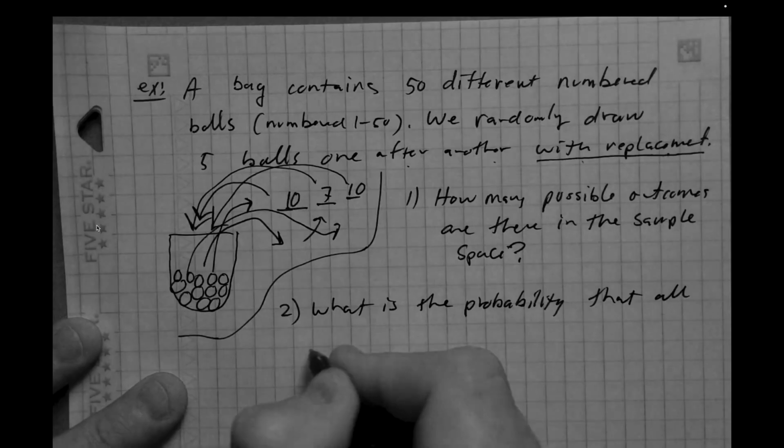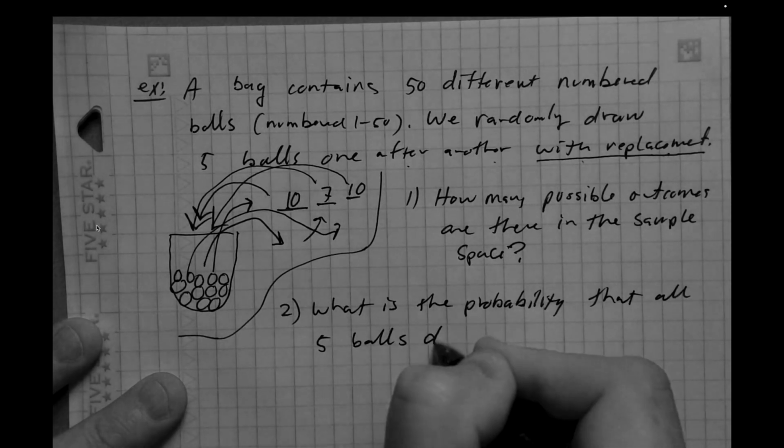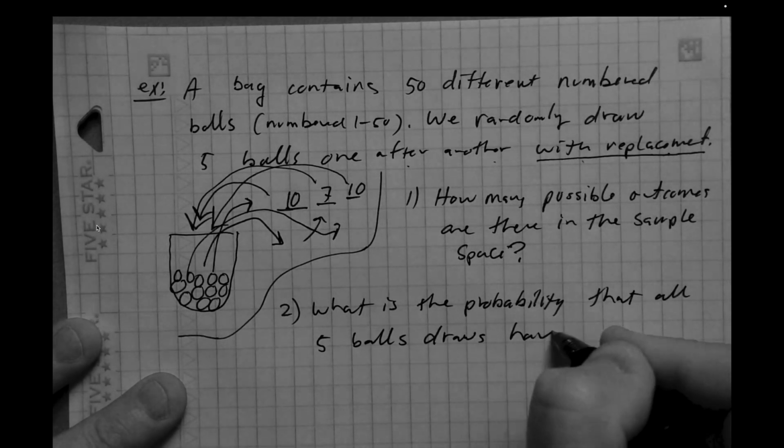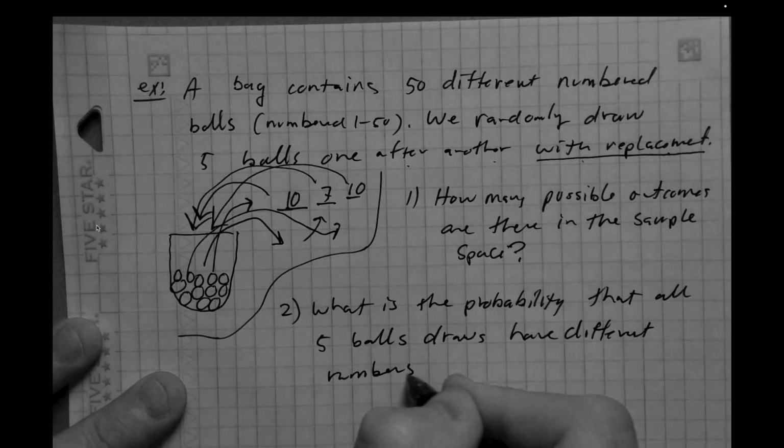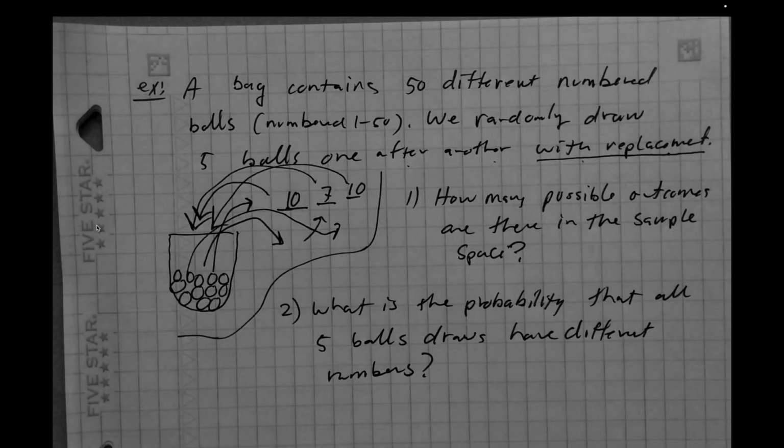That all 5 balls drawn have different numbers. Okay, all right, so these are 2 tricky problems, right? So I got 50 balls in this thing. I'm drawing them out 5 consecutively and replacing them each time. And so first question is, how many possible ways are there to do that? And then secondarily, what is the probability that all 5 balls drawn have different numbers?